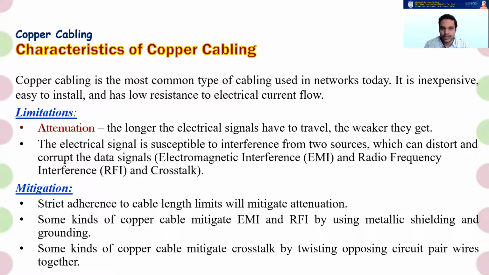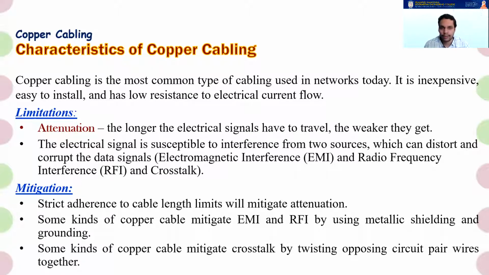One of them is attenuation. The longer the electrical signals have to travel, the weaker they get. So the distance is inversely proportional to the strength. If you want to travel for a longer distance, the signal may lose its strength. And there are also factors that impact the efficiency or the capacity of copper cabling. One of them is EMI, also known as electromagnetic interference, and RFI, radio frequency interference, and something also called crosstalk. These are all the limitations which impact the efficiency of copper cabling.